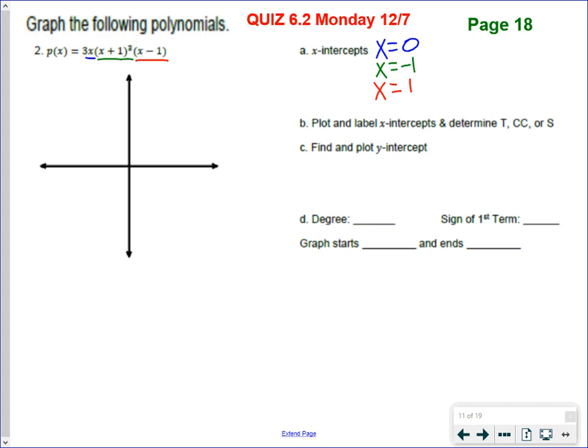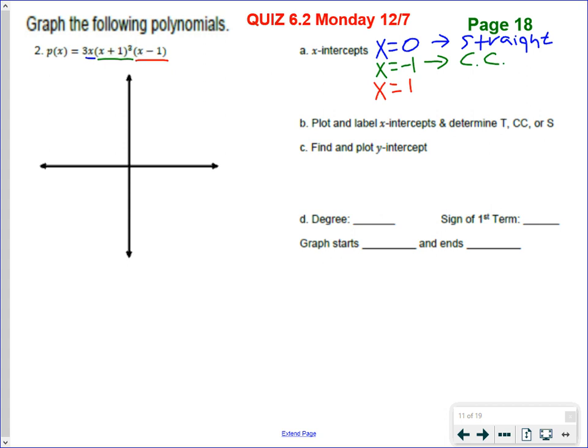So x equals 0. We're going to look at the factor that we got x equals 0 from, and we're going to see what that factor is raised to. We got x equals 0 from the factor x by itself. x is raised to the first power. So if it's raised to the first power, we go straight through that point. For x equals -1, we look at the factor that we got that x-intercept from. We got that from x plus 1 cubed. x plus 1 cubed has an exponent of 3. And since 3 is an odd number greater than or equal to 3, that means we have a concavity change at that x-intercept.